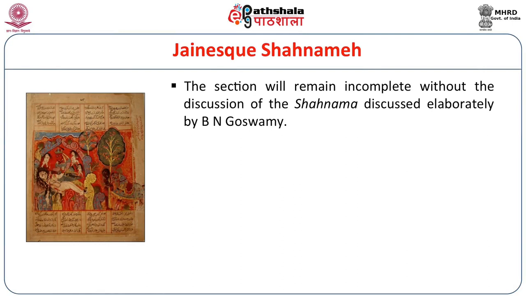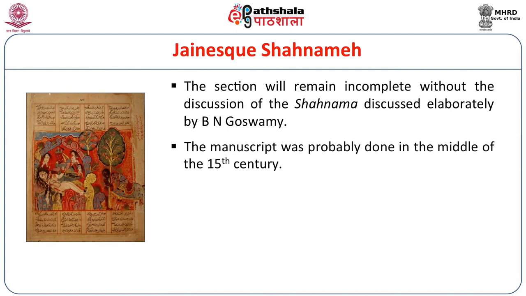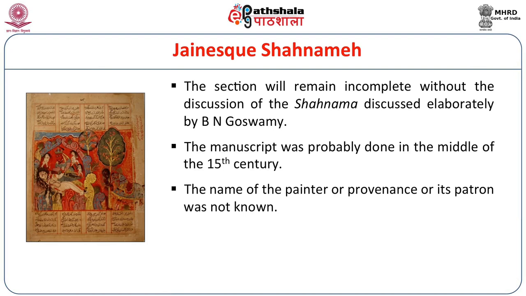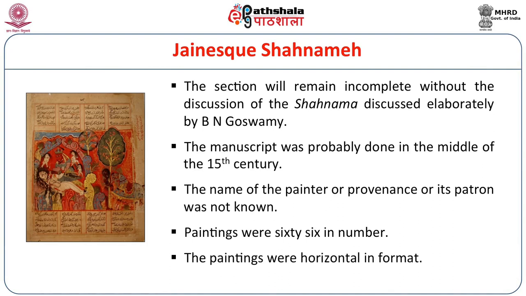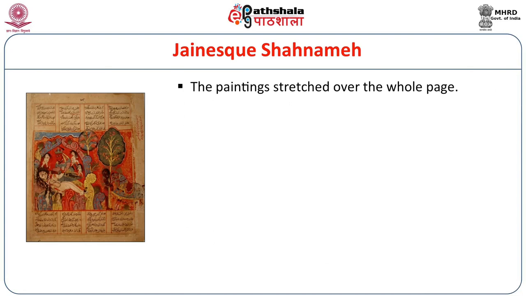This section will remain incomplete if we do not talk about the Jainish Shahnama. This illustration set was actually found by B.N. Goswami in 1966. The manuscript was probably done in the middle of the 15th century. The name of the painter or provenance of it is not known. There are 66 paintings in number and in horizontal format. The painting stretched over the whole page. The text is in four columns and was only part of it.